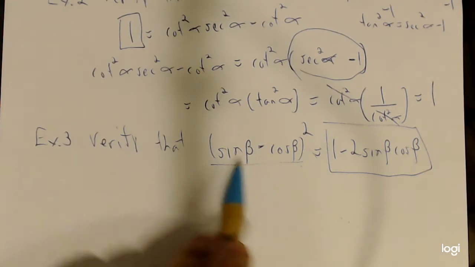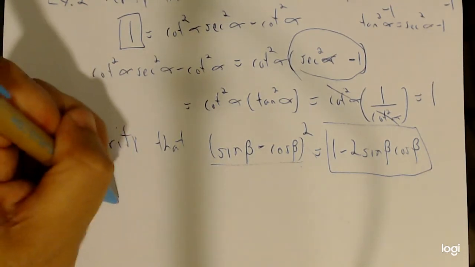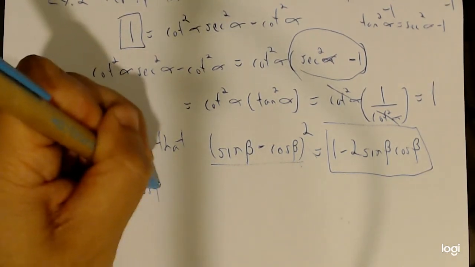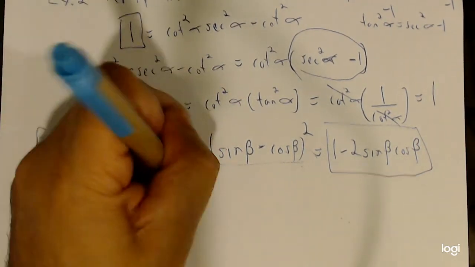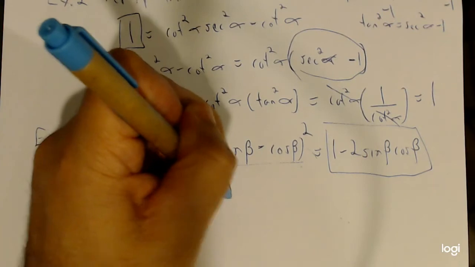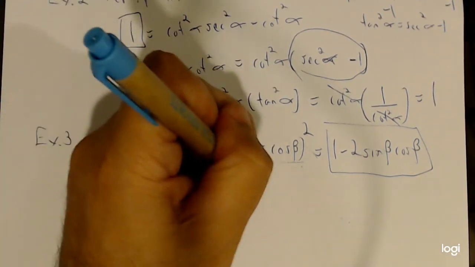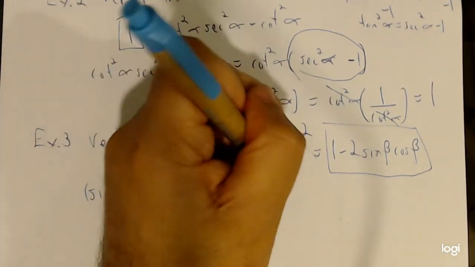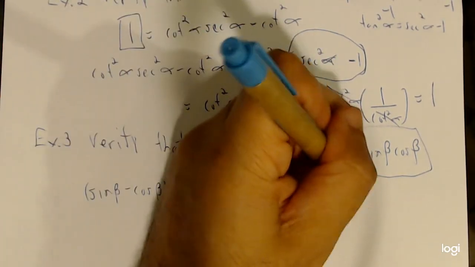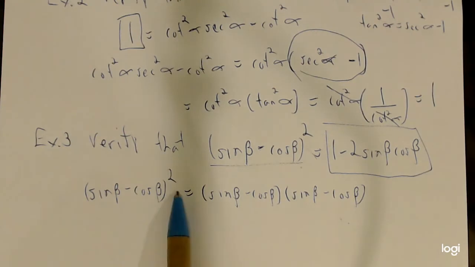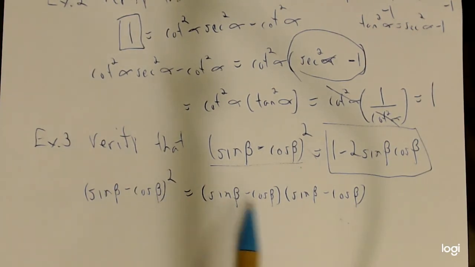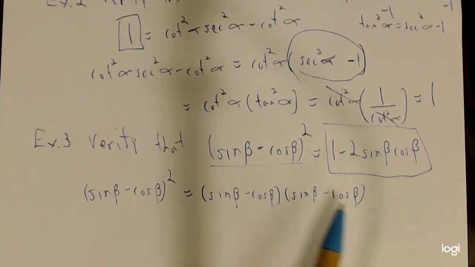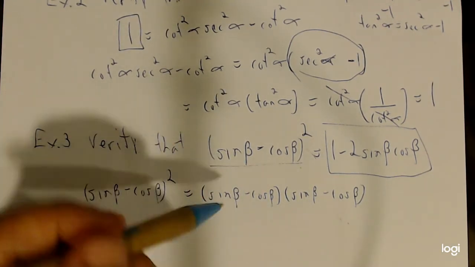So this is going to become what? Sine of beta minus cosine of beta, squared. And my goal is to square this. Now let's be careful, because when we're squaring this, we need to expand this properly. So I'm just going to write it out like this so we could easily see what's going on. So sine beta minus cosine beta, squared, becomes sine beta minus cosine beta times sine beta minus cosine beta. So if I distribute this out, or I FOIL this out, what do I get?